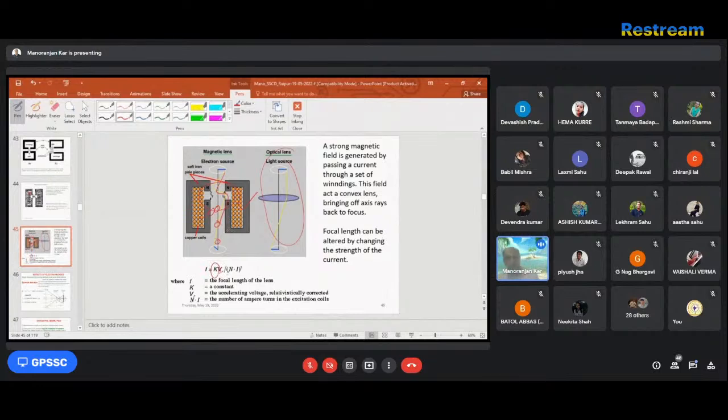K is a constant, that is the engineering constant, it always comes. It is a different story. If anybody wants, I can explain, but not right now, we don't have time. So V is the accelerating voltage, and Ni depends on the coil, the number of turns and the current in the coil. So one can find out the focal length.